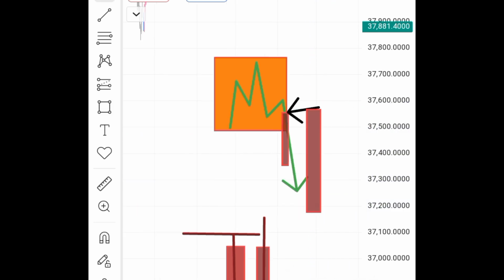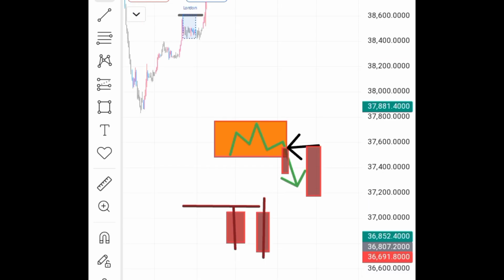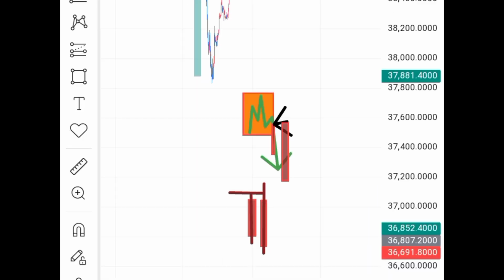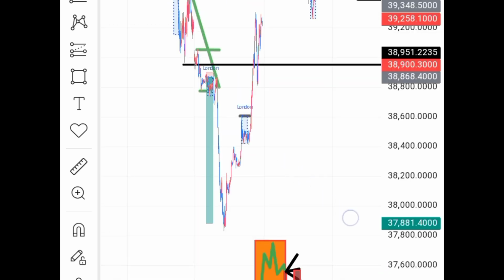So let's go to our 30 minutes chart and look for this London session, 30 minutes, and your 3 minutes for your entry. So let's do that together.